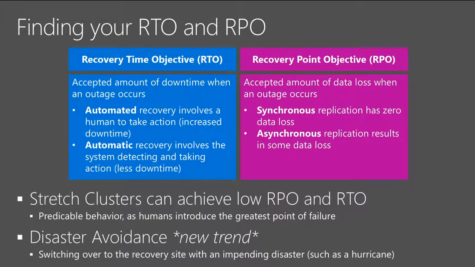Let's talk about RPO and RTO. Those are the most important things to think about when you're thinking about your high availability strategy, or I should say your disaster recovery strategy. Your RTO is the amount of time that you can be down in the event of a loss. Let's say you have a data center failure. How long can you be down? Can you be down seconds? Minutes? Days? Weeks? That really defines what kind of solution you need.